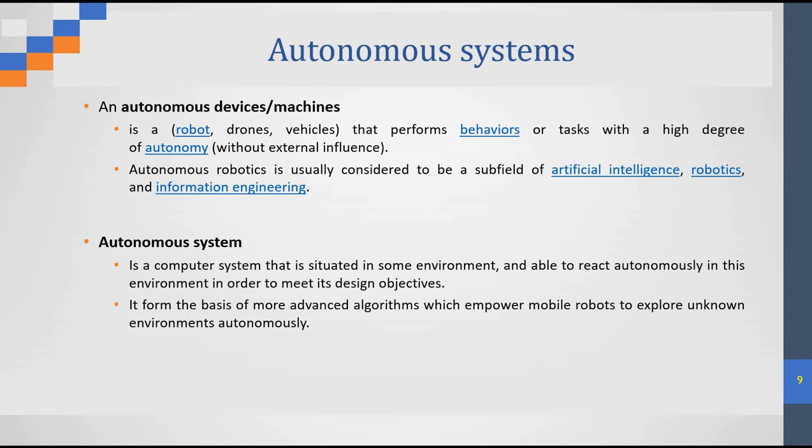This is if we talk about the autonomous system. Here you can find some links. You can click and read about this topic. Because autonomy is related to this topic, just for more information, click and read. So here we have autonomous robots, or the autonomous machine is usually considered to be a subfield of artificial intelligence, robotics, and information engineering.